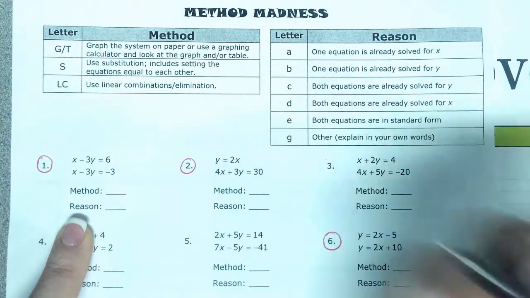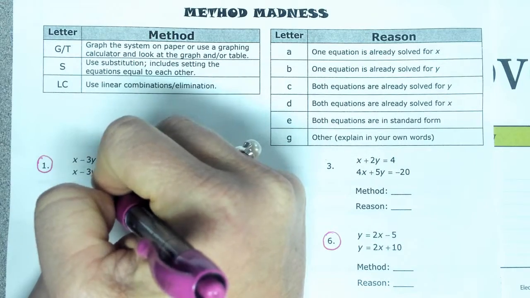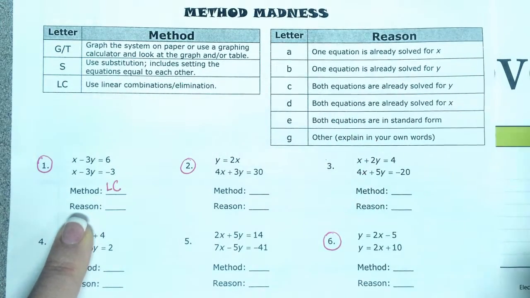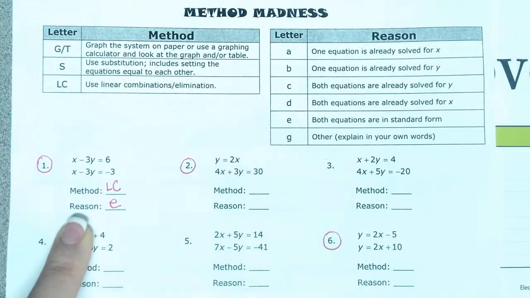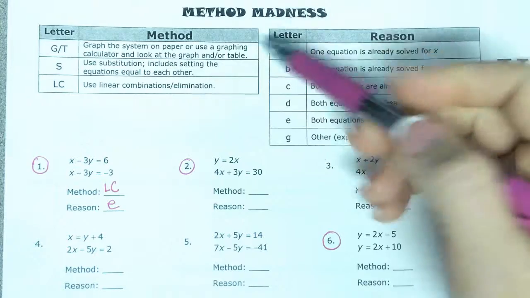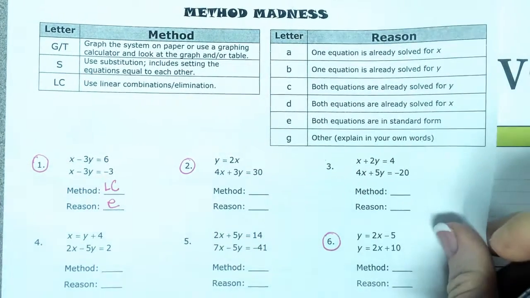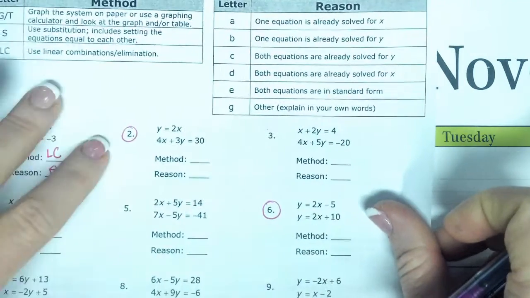Elimination. Or they're also going to refer to it as the linear combination, so we have to put LC for method, and our reason was both equations are in standard form, so it would be E for the reason. So this one's giving us our methods, this one's giving us our reasons. All right, so going on to number 2.